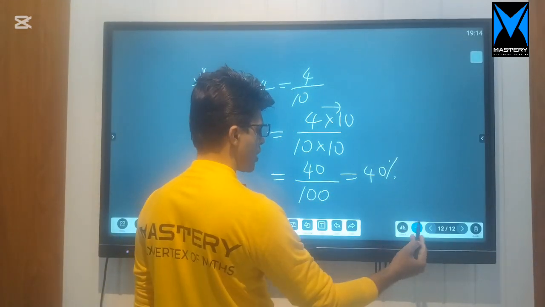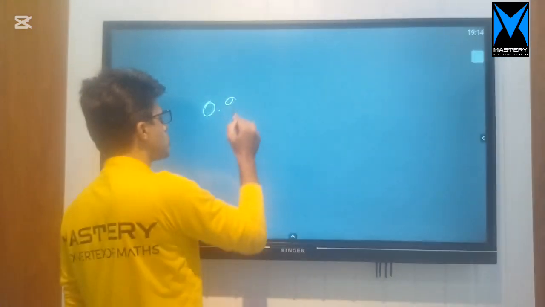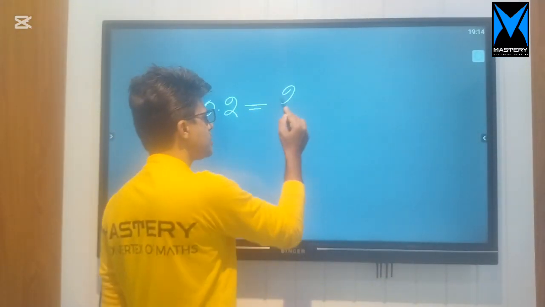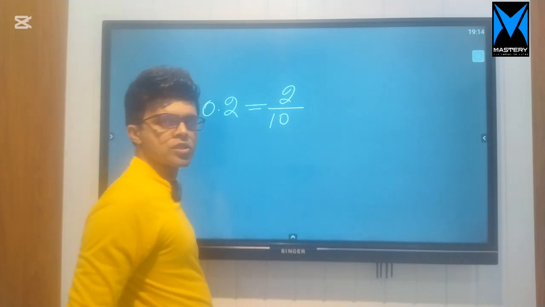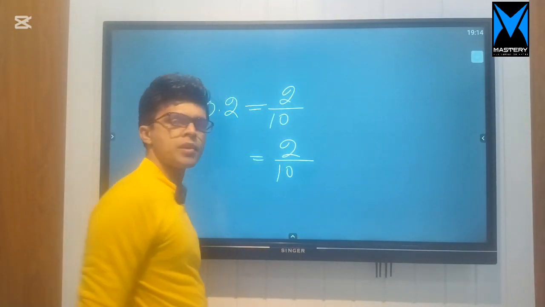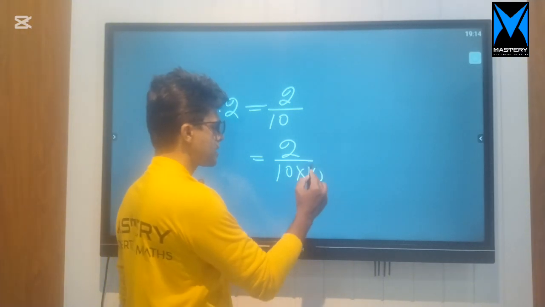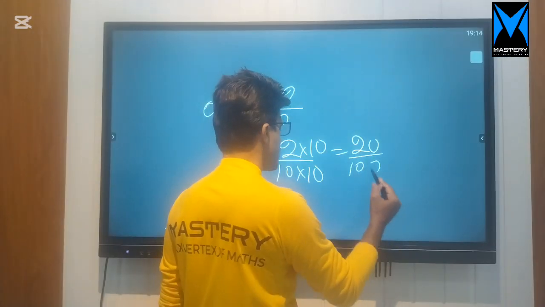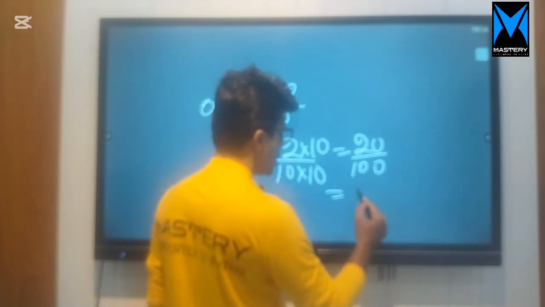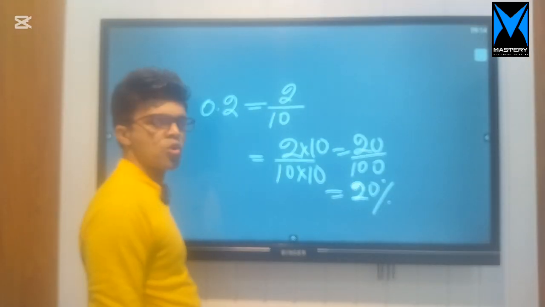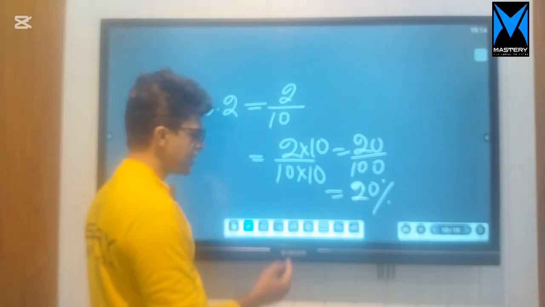So how do we write this one as a percentage? 0.2. 0.2 also can be written as a percentage. To do it, first we write this one as 2 over 10. Now again we need 100 in the denominator. Then both sides multiplied by 10. This side by 10, this side by 10. Then 2 times 10 is 20, 10 times 10 is 100. This means 20%. Which means you are able to write a given decimal number also as a percentage.